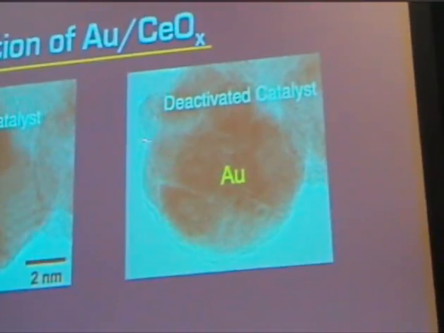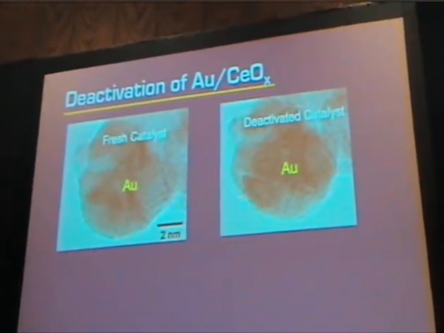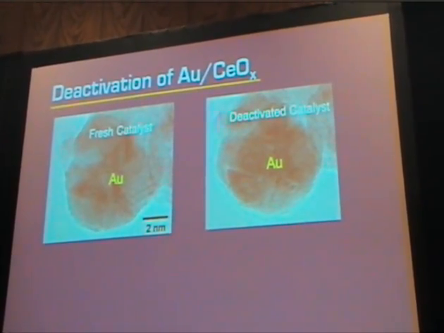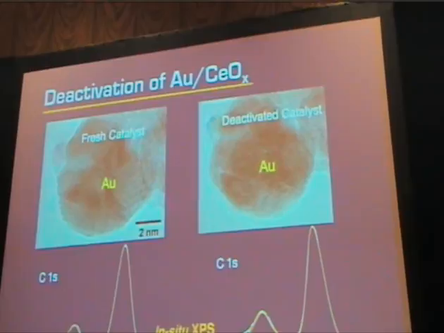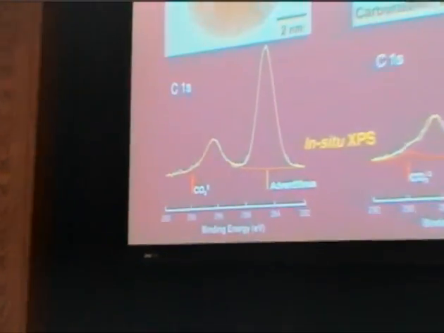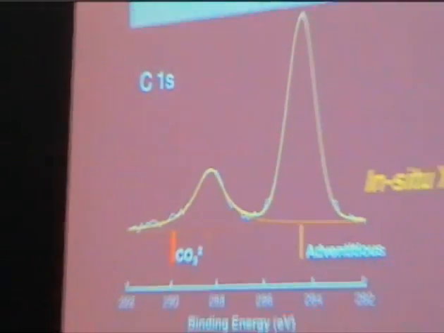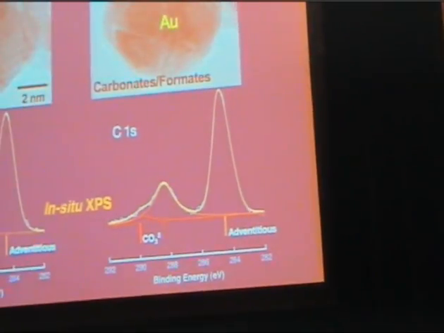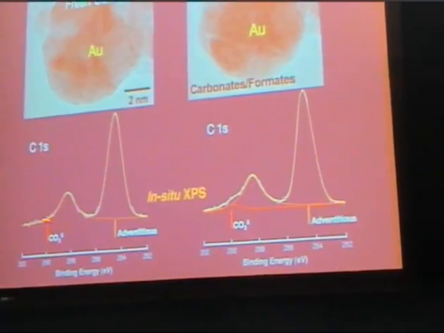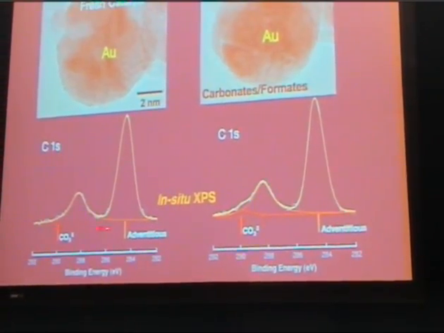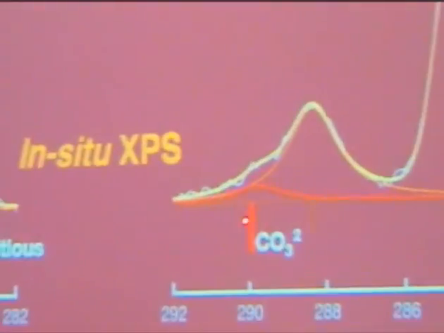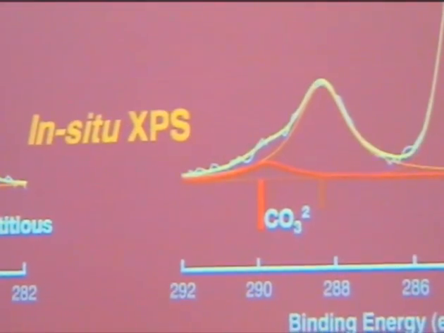As you can see, after the 12-hour deactivation, an amorphous layer has developed on the clean gold particles. We attribute it to carbonaceous species such as carbonates or formates, by looking at the in situ XPS. As you can see here, from the fresh catalyst, not many carbonaceous species were observed. However, after deactivation, some type of carbonaceous species was formed on the surface.